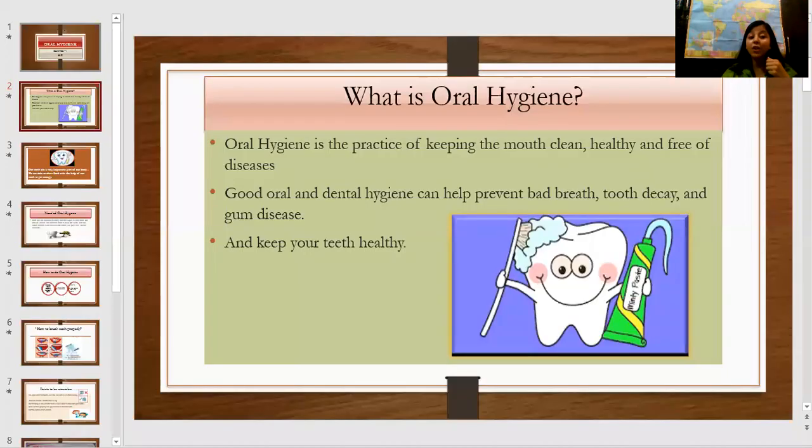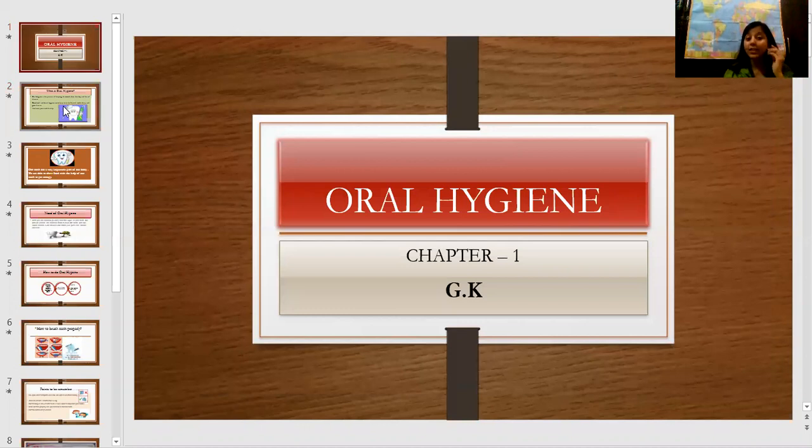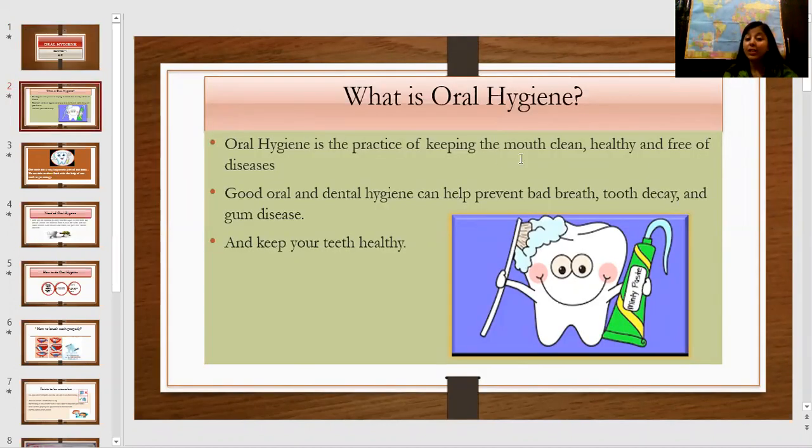So dear student, this is the first chapter of your GK. What is oral hygiene? Basically, it is a practice of keeping the mouth clean, healthy, and free of diseases. Good oral and dental hygiene can help prevent bad breath, tooth decay, and gum disease, and keep your teeth healthy. Because today, every day, we eat so many sugary snacks, chocolates, ice cream, and fast food, which cause tooth decay and gum problems. So it's important to keep your teeth healthy and free of diseases for a healthy smile.